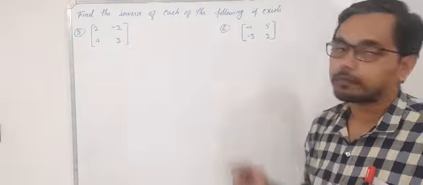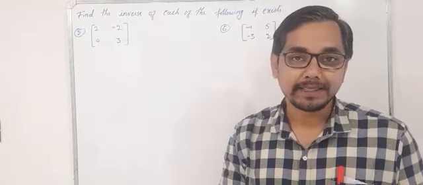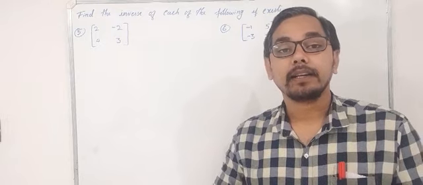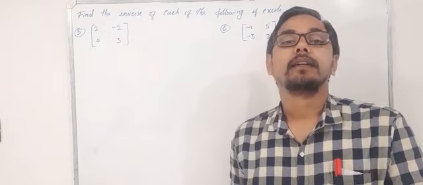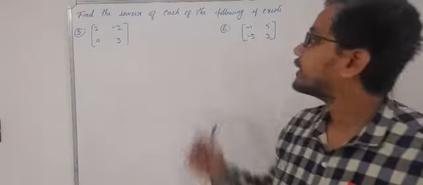Find the inverse of each of the following if exists. Right, here the question is if exists, that is there. The condition is if exists means the inverse may exist, inverse may not exist. Okay, let's try this one.